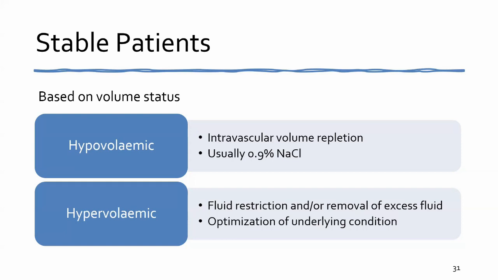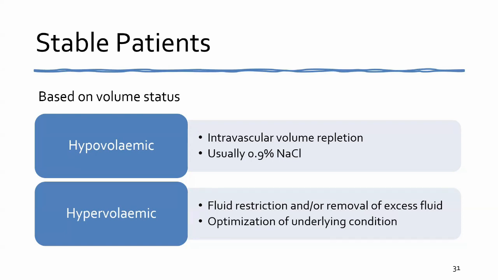So in hypovolemic patients, our primary goal is to restore intravascular volume. Once the intravascular volume is restored, the body will stop secreting ADH, our renal function will improve, and the kidneys will get rid of the excess free water that we've given during resuscitation. So normally in these cases, we will use normal saline.